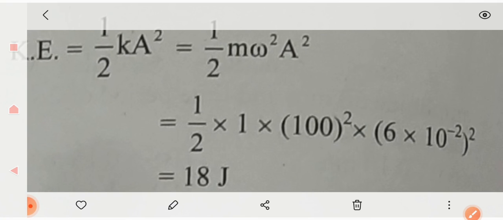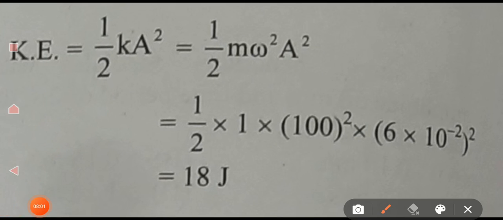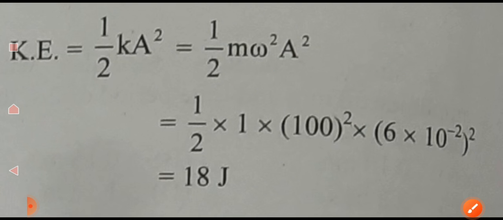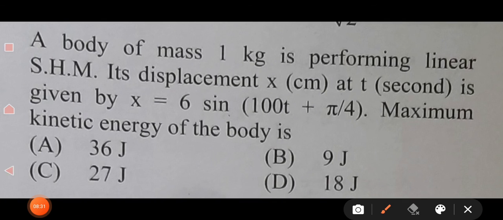Here you will observe the kinetic energy is equal to half k a square, so half m omega square a square. The mass is given, omega they have taken as 100. Now here the amplitude is taken as 6 into 10 raised to minus 2. We know that 1 centimeter is equal to 10 raised to minus 2 meter. Based on that it is converted, and after solving we are getting the answer as 18 joule. So friends, the correct answer is option number D.